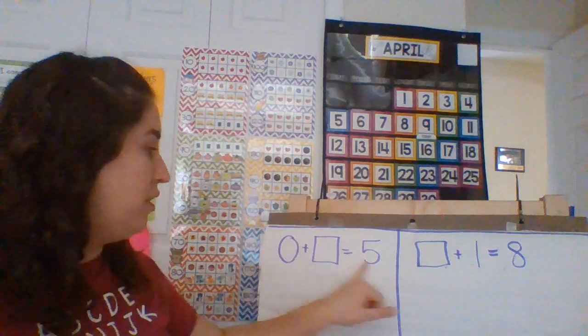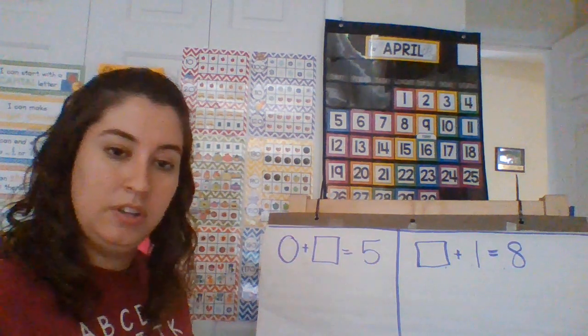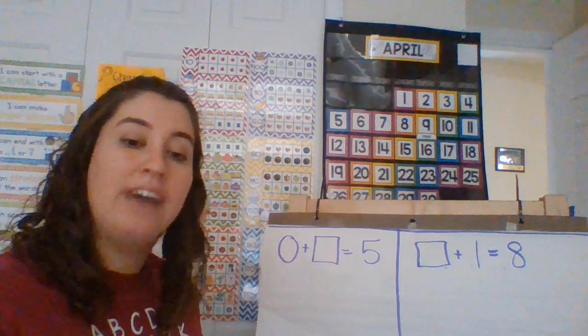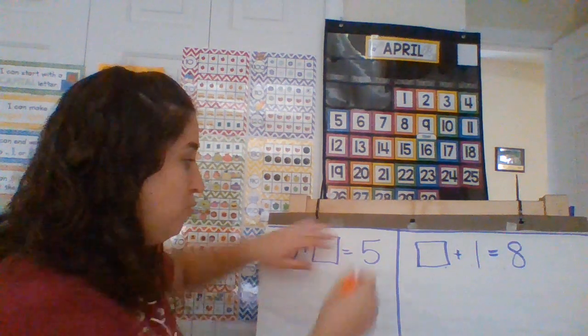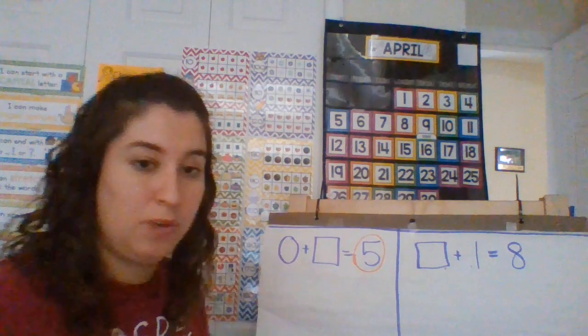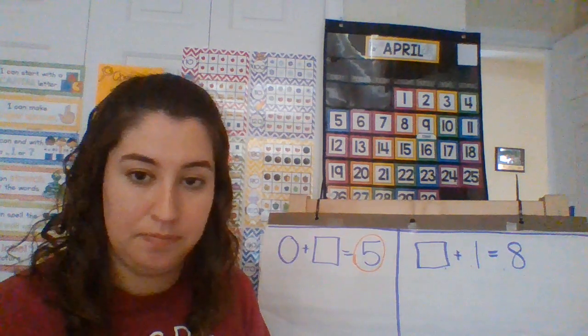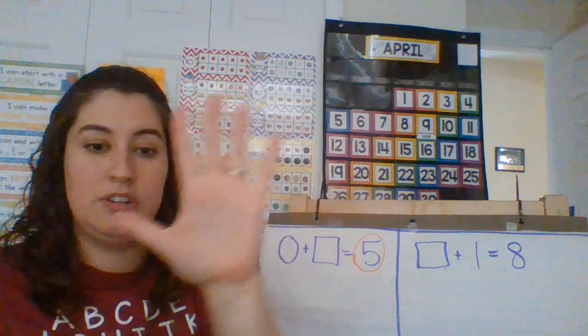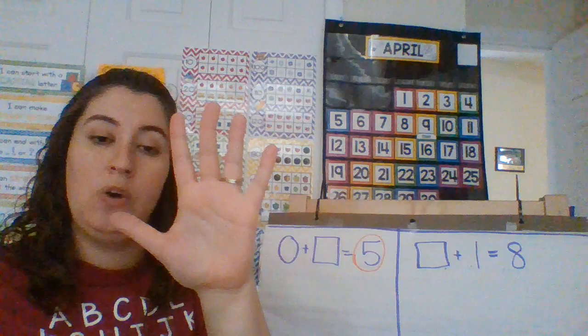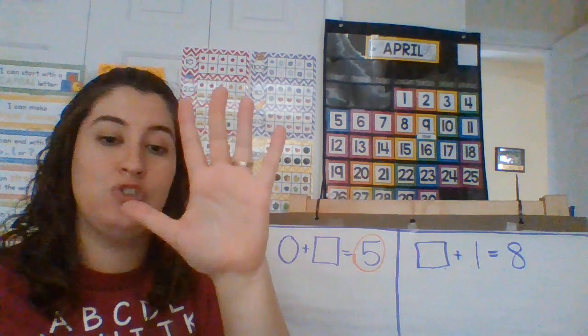What number is our whole here? What is our whole? What do we have in all? 5. We have 5 in all. That's where we start. Okay? So if you counted out 5 blocks or you put up 5 fingers, because we're working on using our fingers today, we have to make a group of 0.